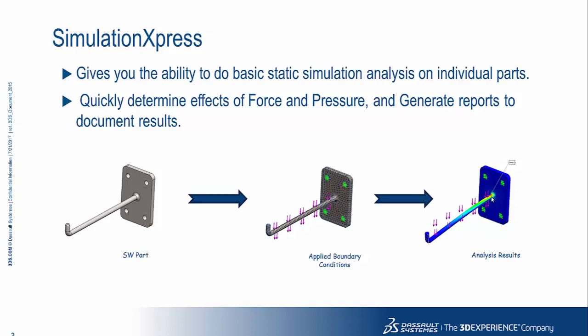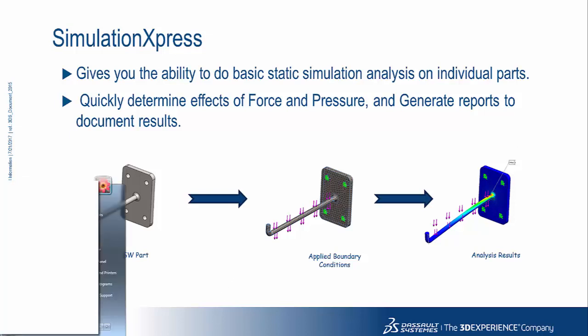Here you can see the red color, which means there is some problem area. So I must concentrate on that area. Either I have to reduce the load or I can increase the material thickness so that the part is safe. Okay, so I'll quickly jump to SolidWorks.